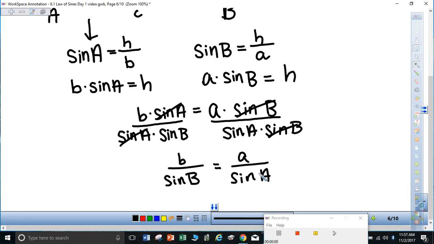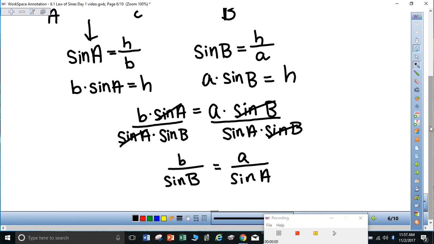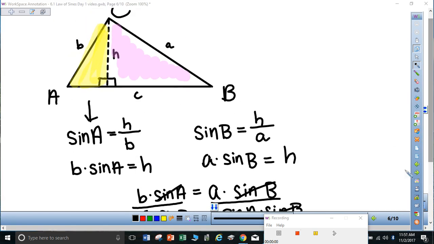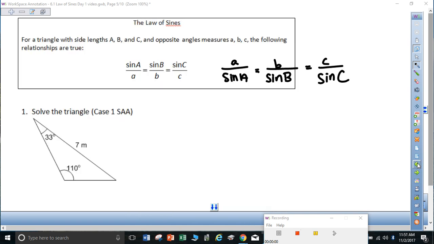Now we could draw a similar picture and write out a similar proof to show the last part, c over sine C. It's very similar. So I wanted to show you that just so that you can see that these formulas do have some meaning in terms of where they come from. They don't just come out of nowhere. So this is what we'll be using for the law of sines.